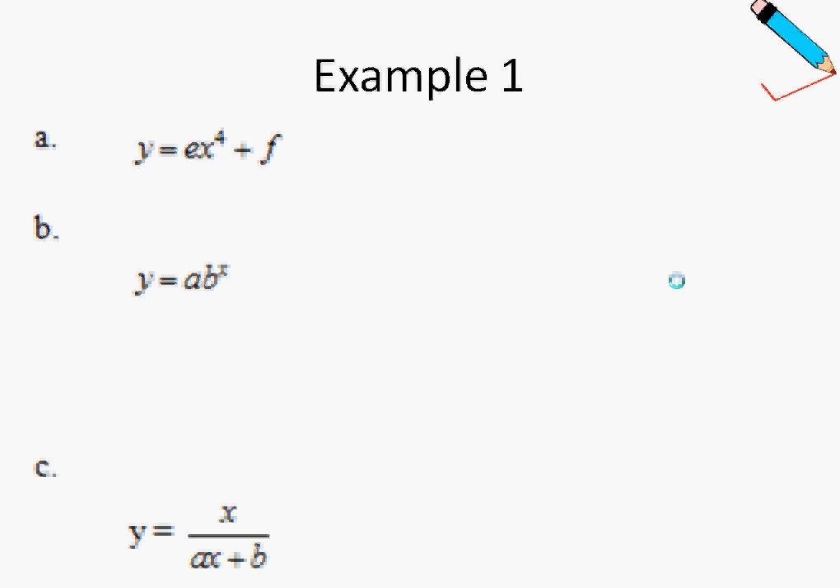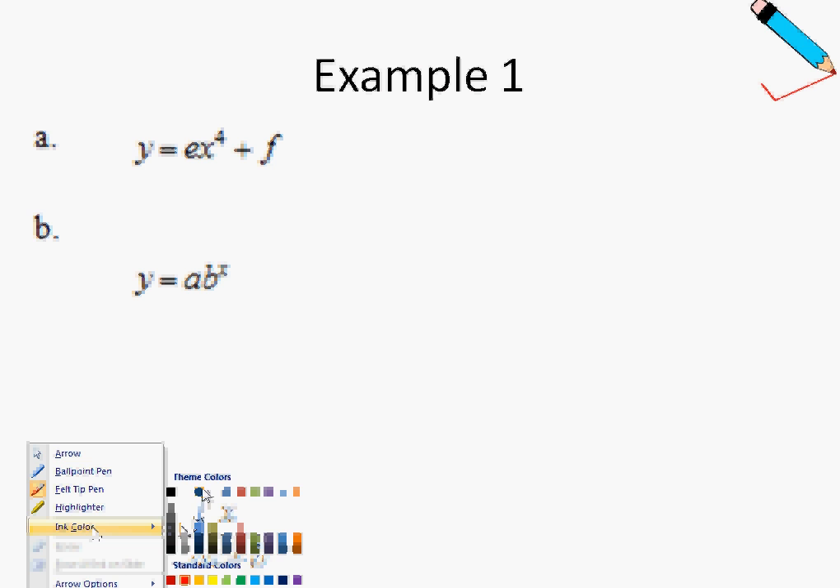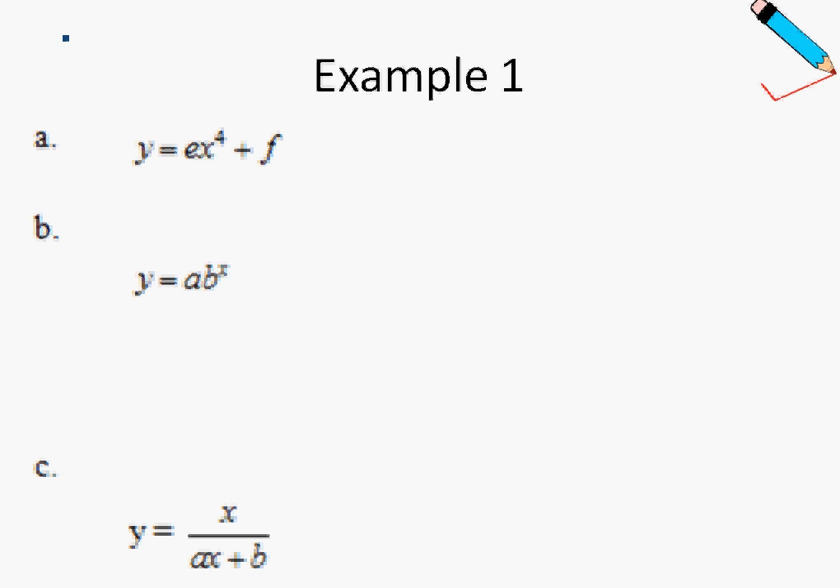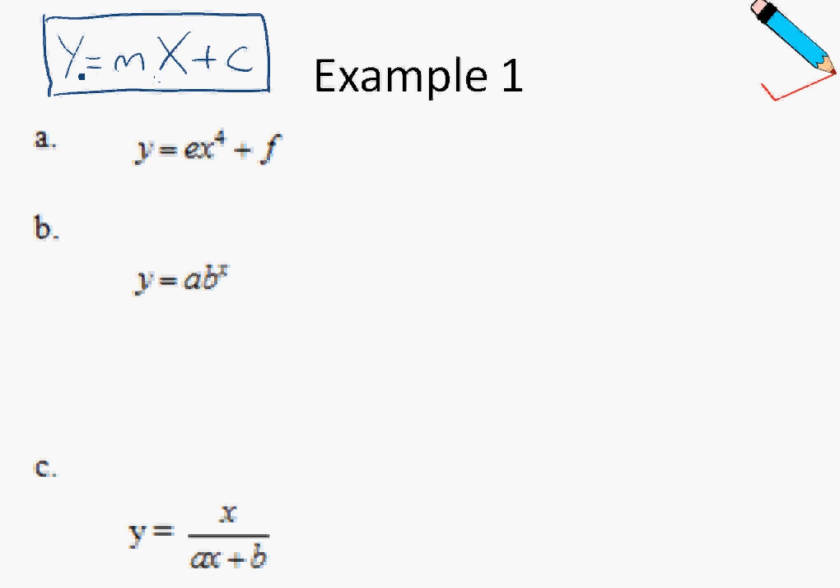In our first example, we will learn how to convert whatever you see on the screen to a linear form. Let me just put our objective at the top of the screen. We want to convert to this form, y equals mx plus c, and we want to identify what is the y, what is the m, the x, as well as the c.